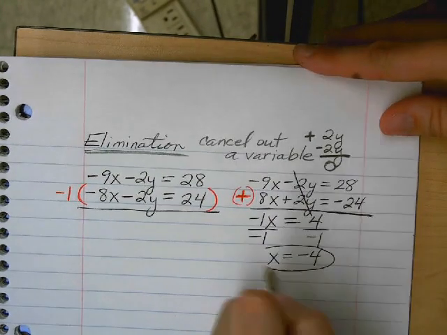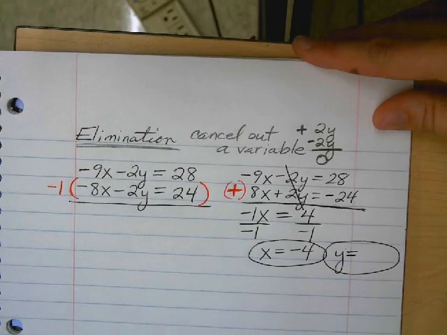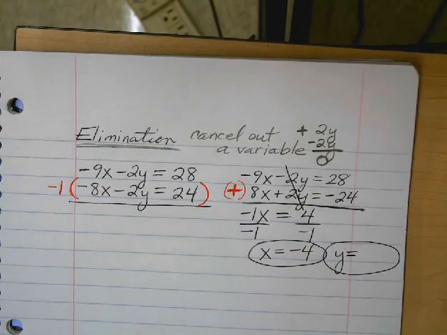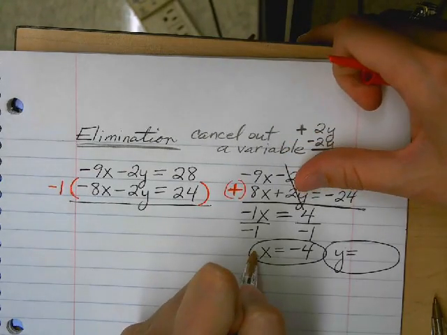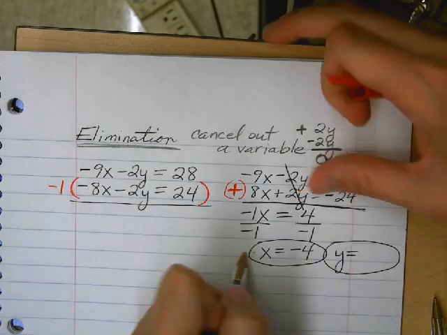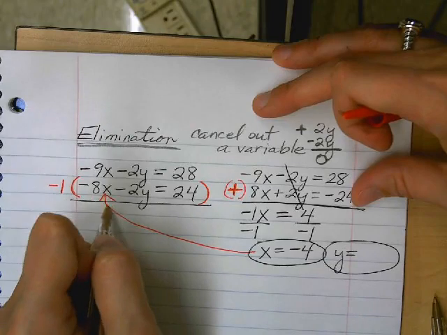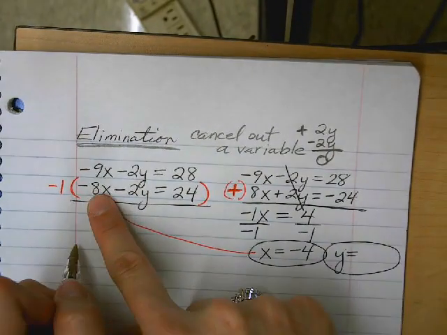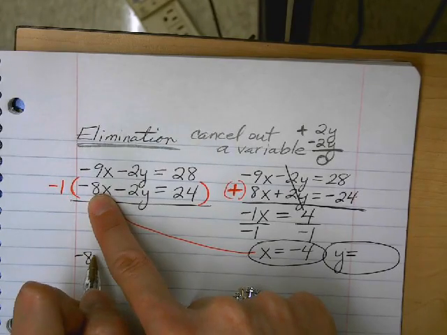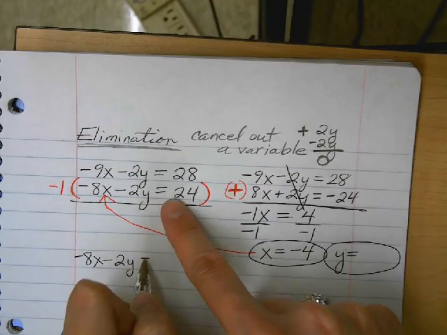Okay, that's one answer. That's the x answer. I still need the y answer. So to find the y answer, you take this and you go back to one of the original problems. You need to plug it back into one of the original problems. Now you have to do substitution. So the original problem said negative 8x minus 2y equals 24.